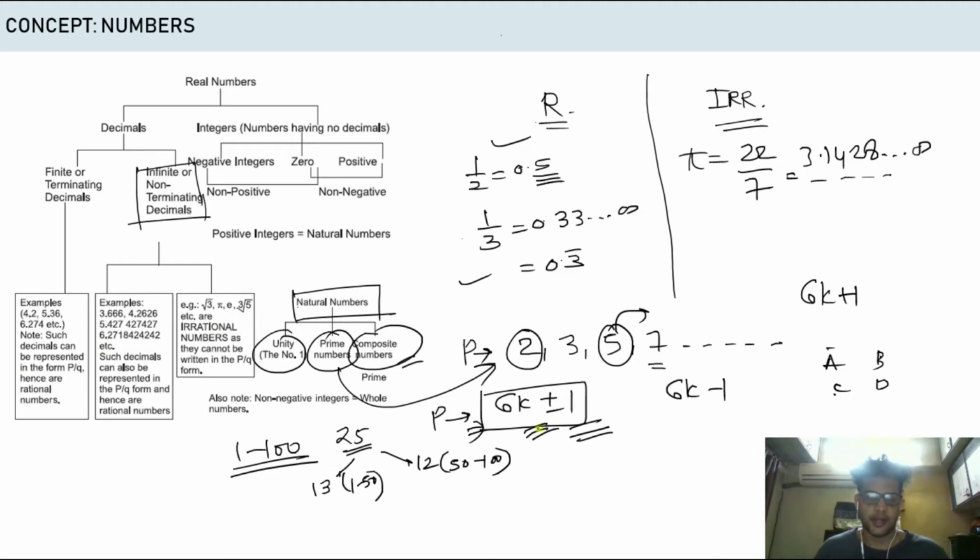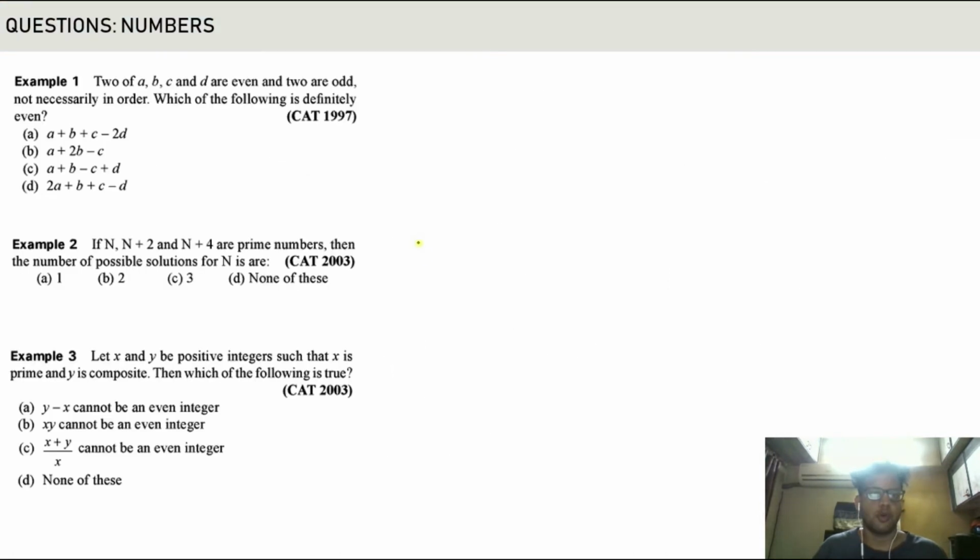So we have covered the basic types of numbers, and we have also seen the eligibility form for a prime number. Let's move ahead and solve a few CAT questions which have appeared in past year CAT question papers. Talking about the first question, it says 2 of A, B, C, D are even and 2 are odd. In such questions, it is easy to just assume values and solve rather than take variables. So let's assume A, B, C and D as 4, 3, 2, 1. You can assume anything, not an issue. In this case, A and C are even numbers and B and D are odd numbers.